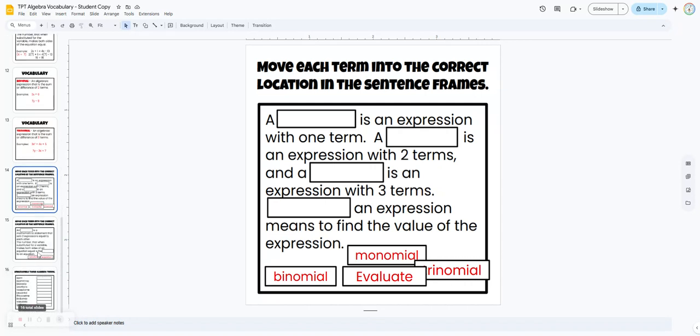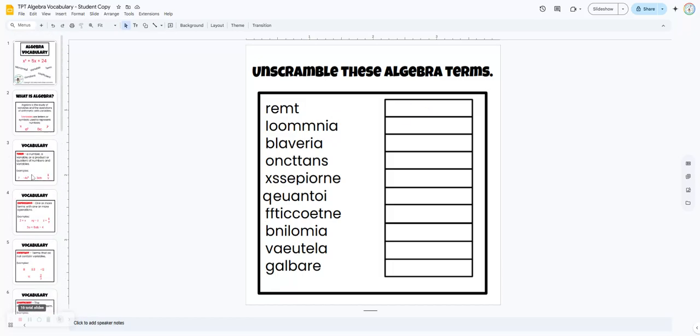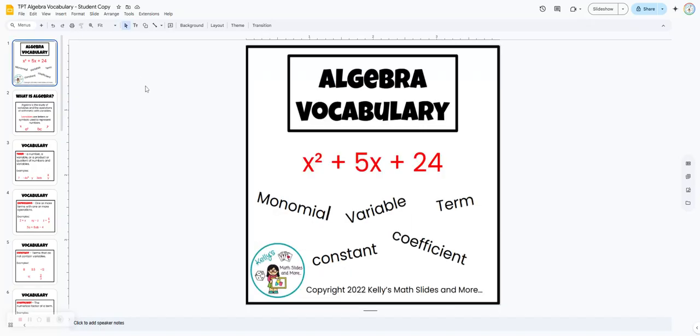And the next two slides are going to be doing the drag and drop vocabulary, again, placing them in the correct place in the sentence frames. And again, if they want to go back and check, they can do that. That's part of the learning process. And then the final slide, when they get everything done, they can unscramble each of these terms and then type them correctly in the box. So this is a good introduction to algebra vocabulary.